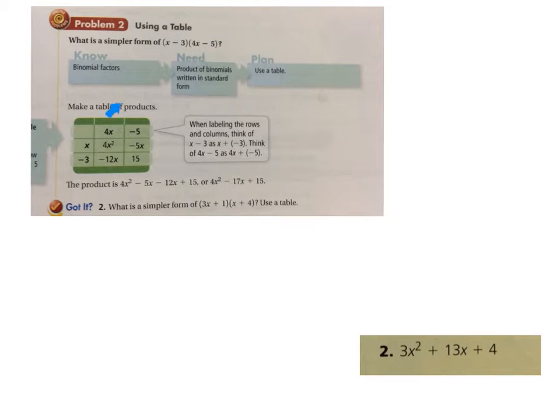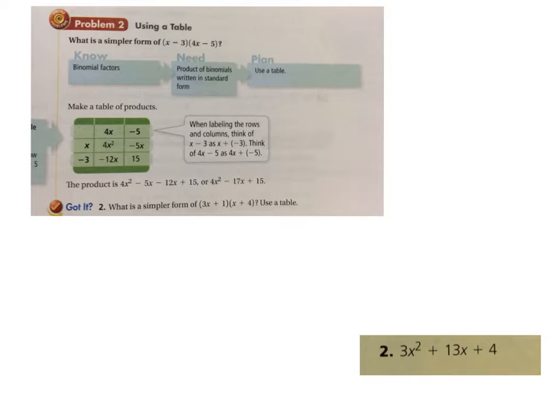They take their 4x minus 5, put it here, x minus 3 here, and then multiply everybody. 4x times x, so fill in the grid, gives you 4x squared. Negative 5 times x is negative 5x. 4x times negative 3 is negative 12x. Negative 5 times negative 3 is a positive 15. Then you write your factors out: 4x squared minus 5x minus 12x plus 15. Combine like terms, and 4x squared minus 17x plus 15.